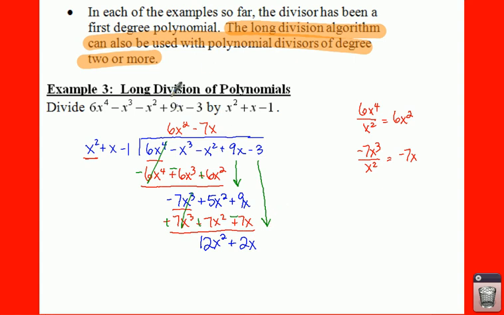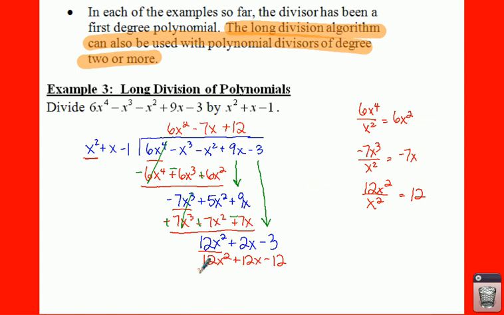Alright, so after you bring down the negative 3, then you need to take your 12x squared and divide that by x squared. If you have a 12x squared divided by x squared, that just gives you a 12. So you put a plus 12 up here and you multiply your 12 through. That's going to give you a 12x squared plus 12x minus 12.